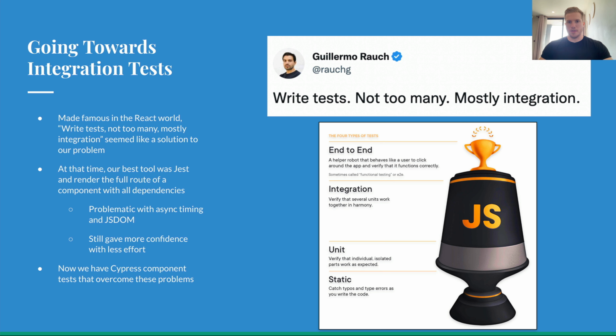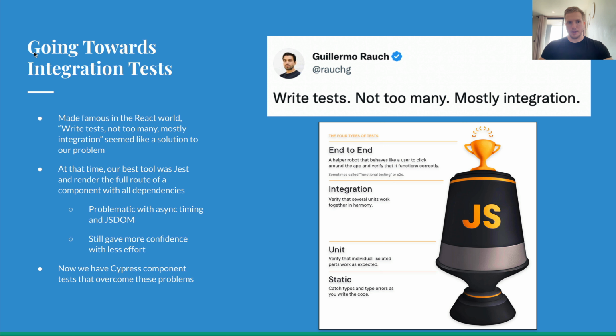So the new era of front-end testing was made famous by Guillermo Rauch, who wrote the tweet, "Write tests. Not too many. Mostly integration." And then Kent C. Dodds from the React world did a talk on the same title, and he basically created the testing trophy, replacing the testing pyramid, which is about maximizing your return on investment on your tests by focusing on integration tests.